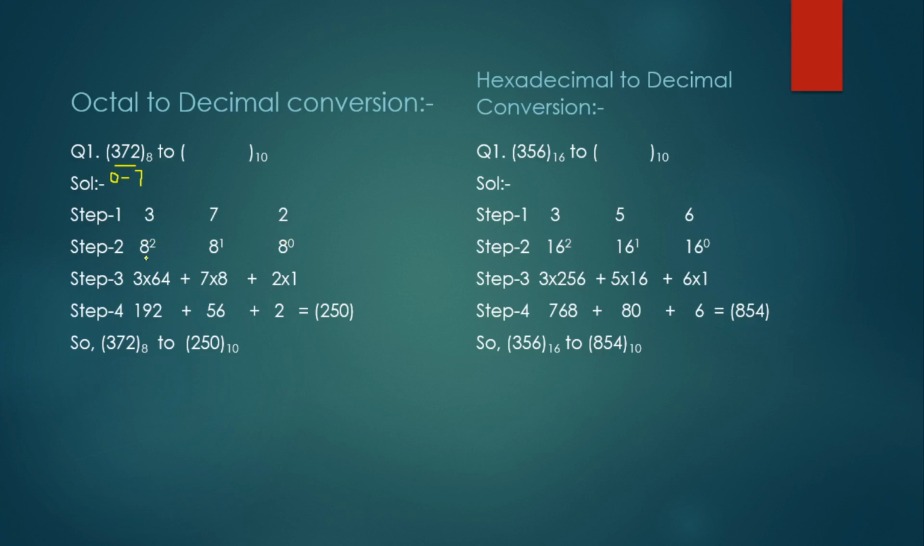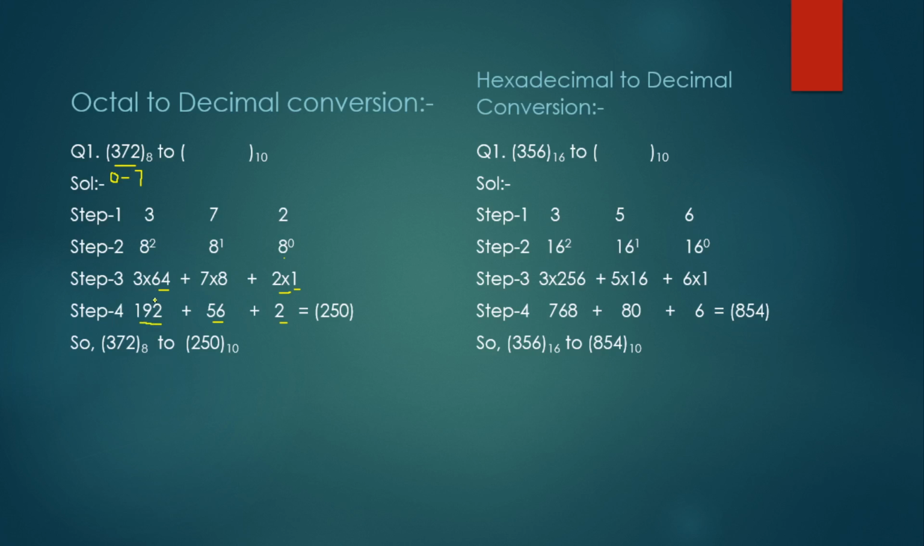After computing the value of each positional weight, you have to multiply it by the corresponding digit. So 8 raised to power 0 is 1, and 1 into 2 you have written here. Now plus sign. 8 raised to power 1 is 8, and 8 into 7 is 56, and 2 into 1 is 2. Now 8 raised to power 2 is 64, and you have to multiply it by the corresponding digit, that is 3. So 3 into 64 is 192.